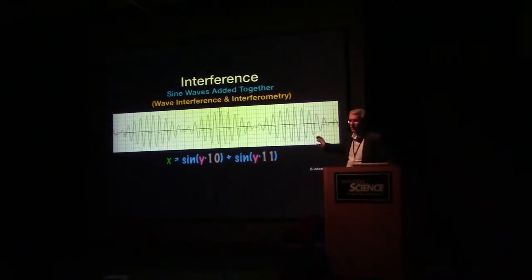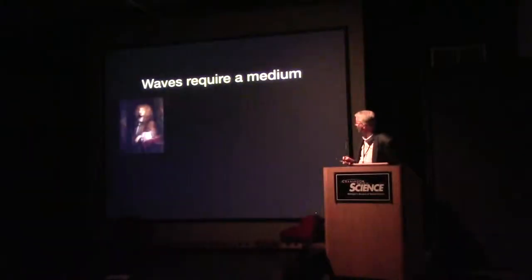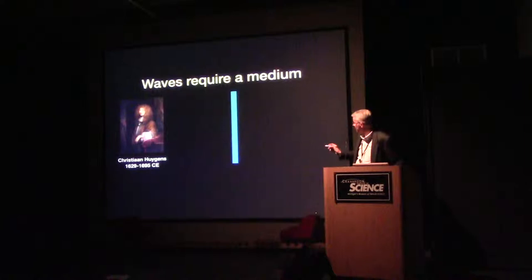But this is wave interference that you can actually hear with your ears. So what we're trying to get to is wave interference that you can see with your eyeballs. Okay, so waves require a medium. Christian Huygens redoes the double slit experiment.